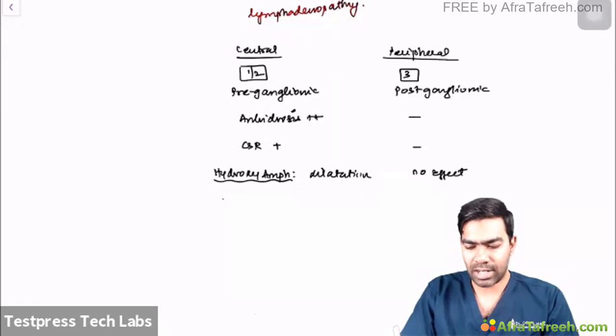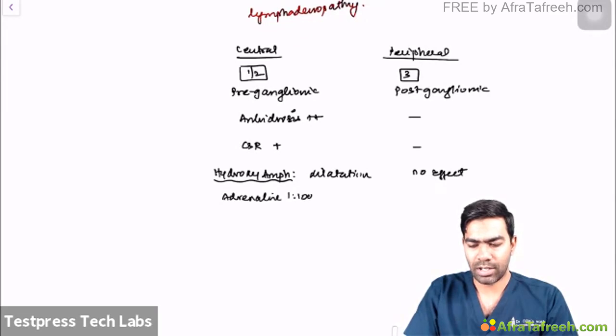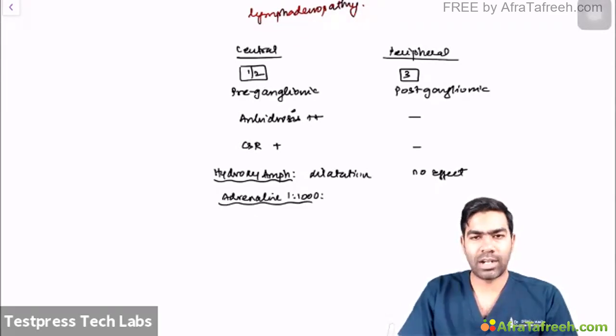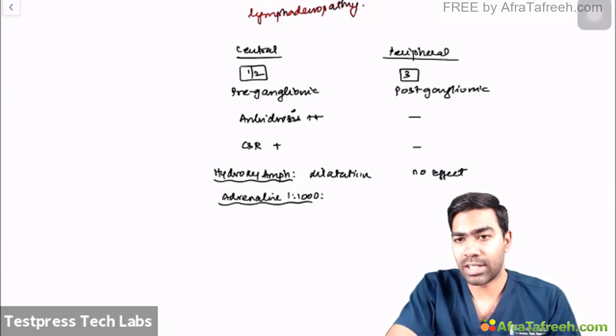Similarly, there are many other tests like adrenaline test. Usually we use a solution called 1:1000 adrenaline. If you use 1:1000 adrenaline test, then in a central Horner, you will generally see no effect.